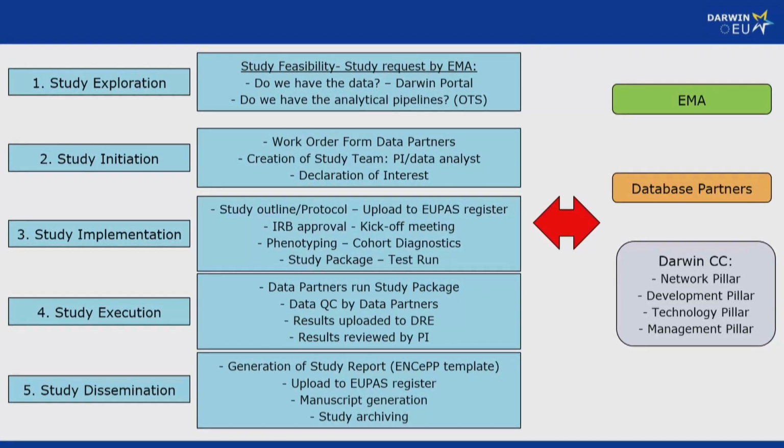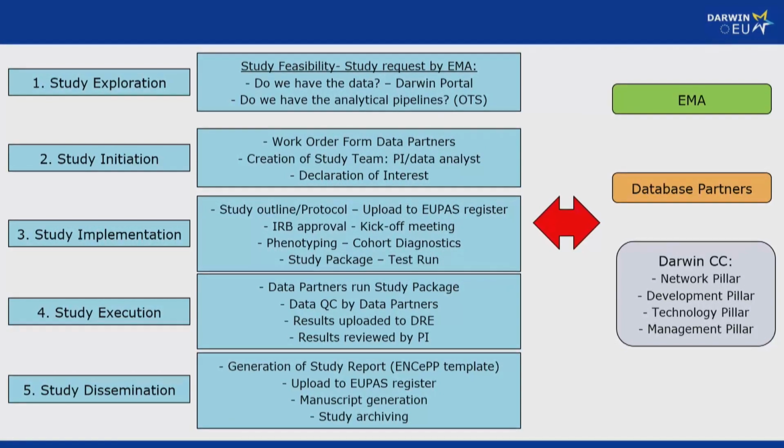So what is going to happen? We work with work order forms with the data partners. We are going to create a study team that's going to be a principal investigator and data analyst at minimum, and might be extended for more complex studies. And we check whether there's any potential conflict of interest with the study team.